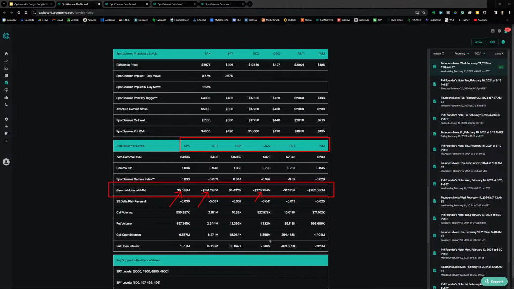So a negative gamma notional indicates that, on this portion of the gamma curve, traders are long puts, market makers are short puts, and they have to trade with price to hedge their delta exposure, and that tends to enhance or increase volatility.